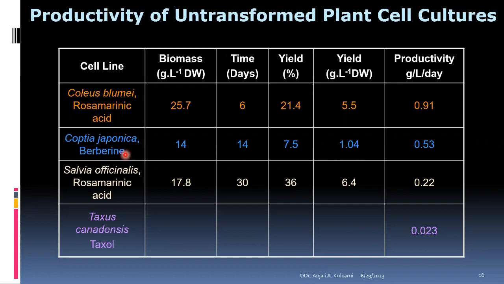So the clinical trials are completed, and people are now waiting for berberine to come out as a therapeutic for diabetes. It has shown very nice results, just like metformin. So rosmarinic acid, again, a very well-known compound that has both therapeutic as well as cosmetic properties. Then two plants for that, Salvia officinalis and Coleus blumei, and then Taxus canadensis, obviously for the anti-cancer Taxol production.